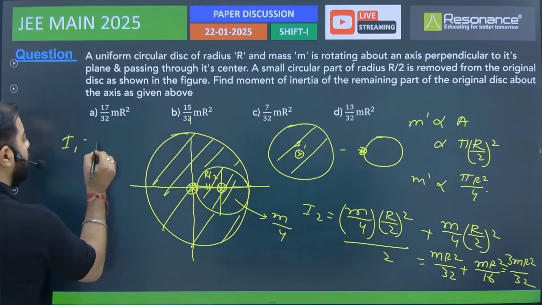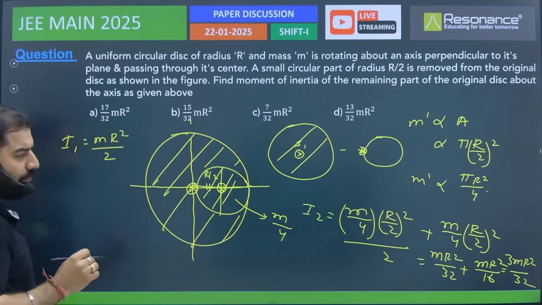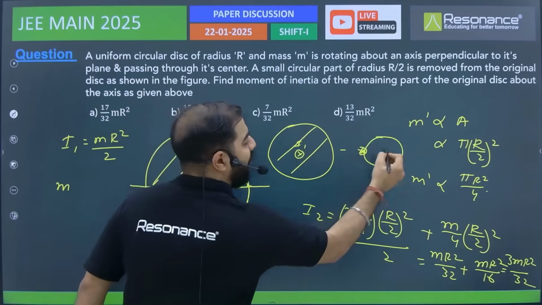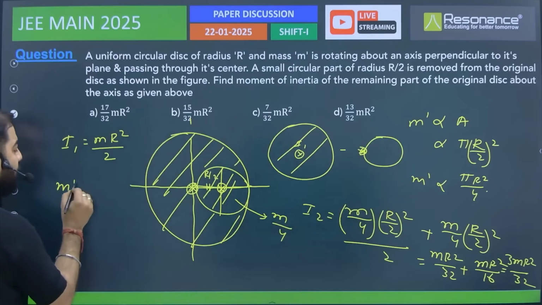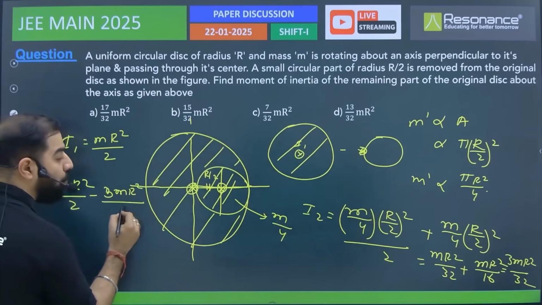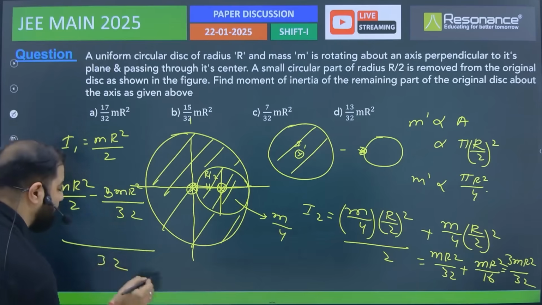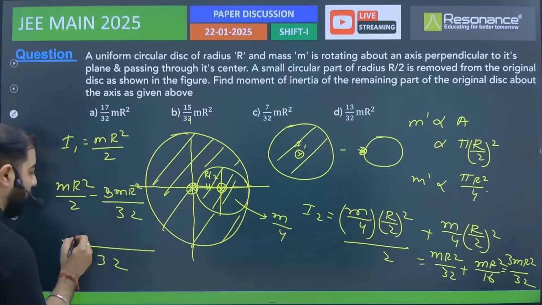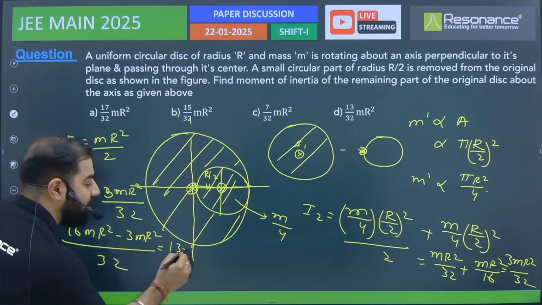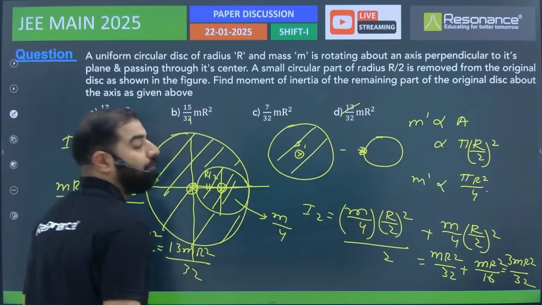I1 is for the complete disk, mr squared by 2. So let's go for subtraction, I1 minus I2 is the answer, right? I1 minus I2 is mr squared by 2 minus 3mr squared by 32. So that's like 32, that's 16mr squared minus 3mr squared, that's like 13mr squared by 32. Is there any option like that? Yeah. Option D. Option D.